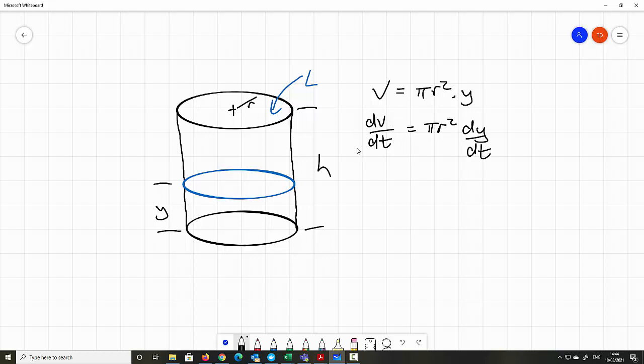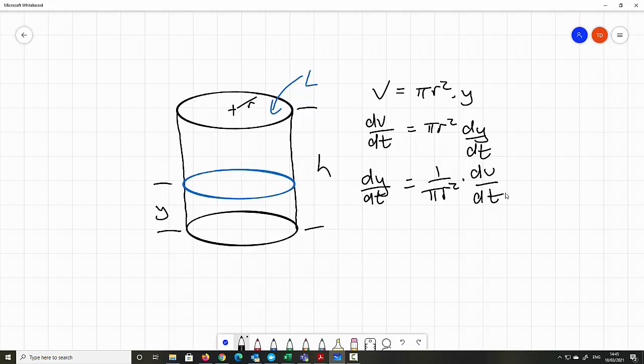dv by dt is the rate of change of volume, which is the rate at which this liquid is flowing in there. We know that because it's given as L, which means that the rate of change of height, dy by dt, is equal to 1 over pi r squared times dv by dt.